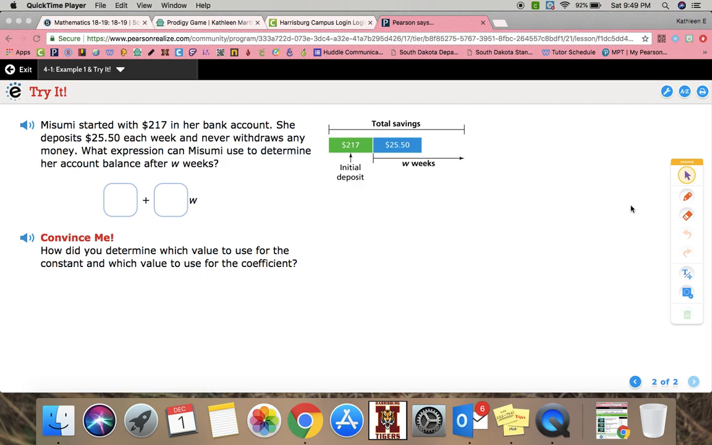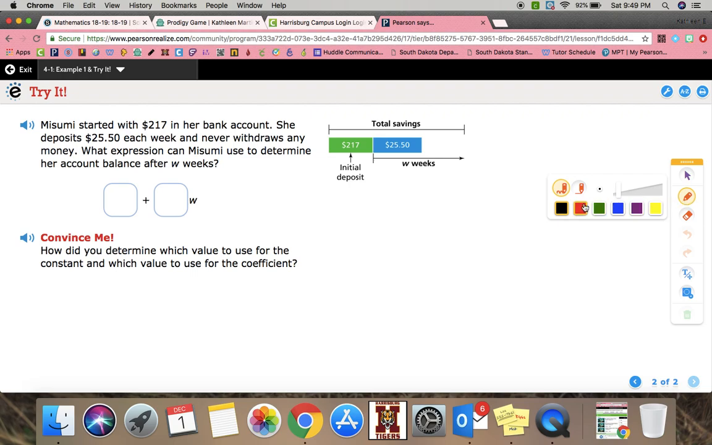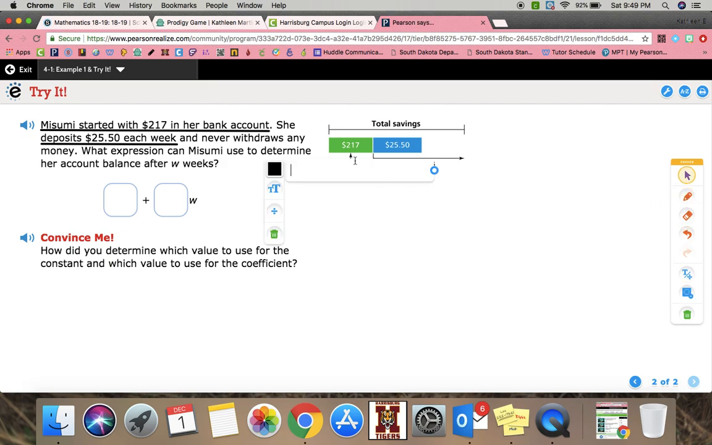So the way that we would determine how we write an equation is we have to find out if there is something that takes place more than once and if there is something that takes place only once. So in this case, the thing that takes place more than once is that she deposits $25.50 each week. The thing that happens once is that Masumi started with $217 in her bank account. So if there's something that occurs more than once, that's going to be our number that we put next to a variable. And a variable is just a letter.